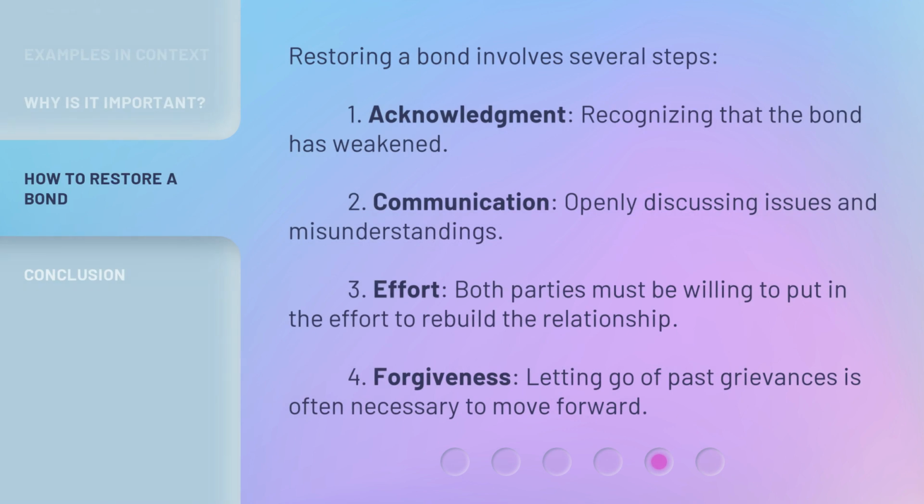Restoring a bond involves several steps. 1. Acknowledgement. Recognizing that the bond has weakened. 2. Communication. Openly discussing issues and misunderstandings. 3. Effort. Both parties must be willing to put in the effort to rebuild the relationship. 4. Forgiveness. Letting go of past grievances is often necessary to move forward.